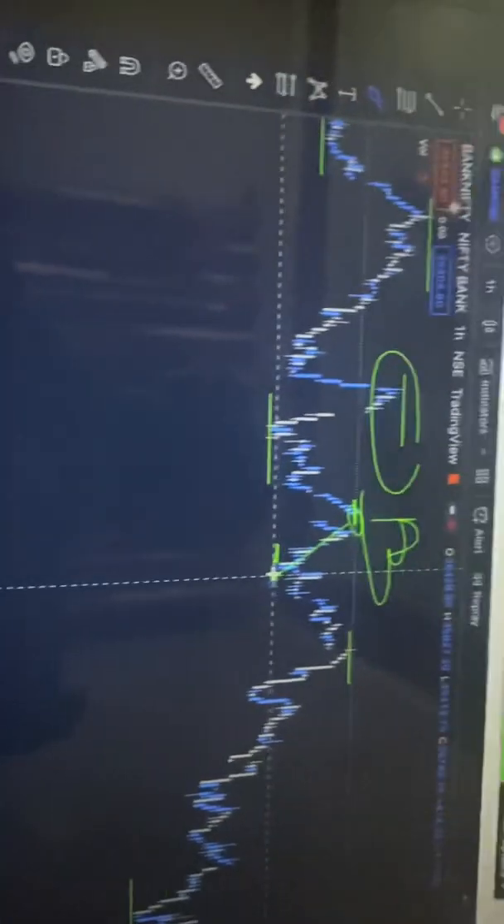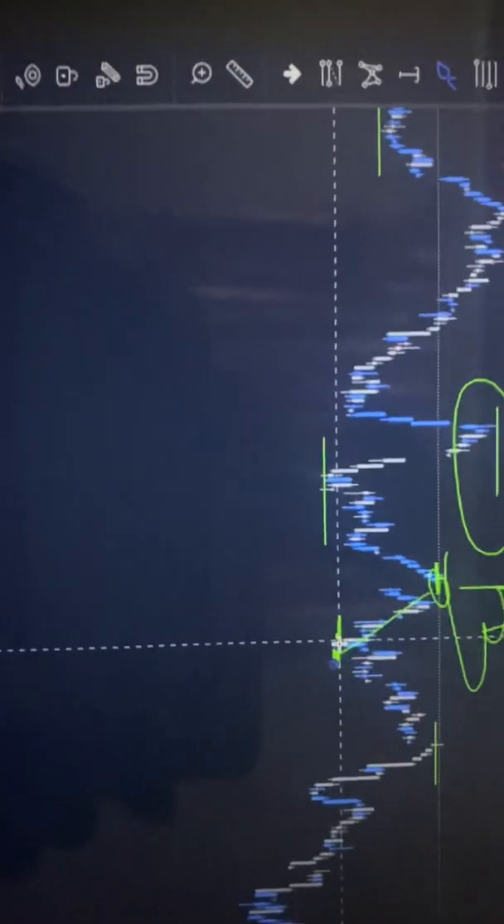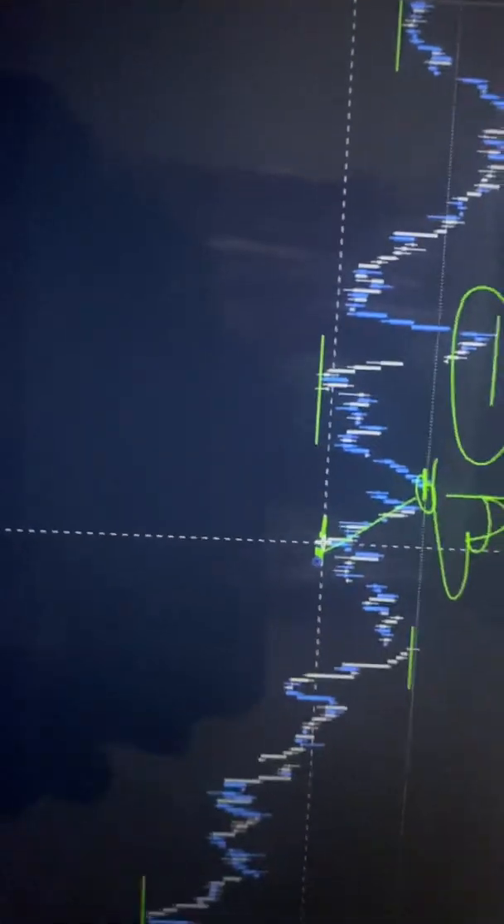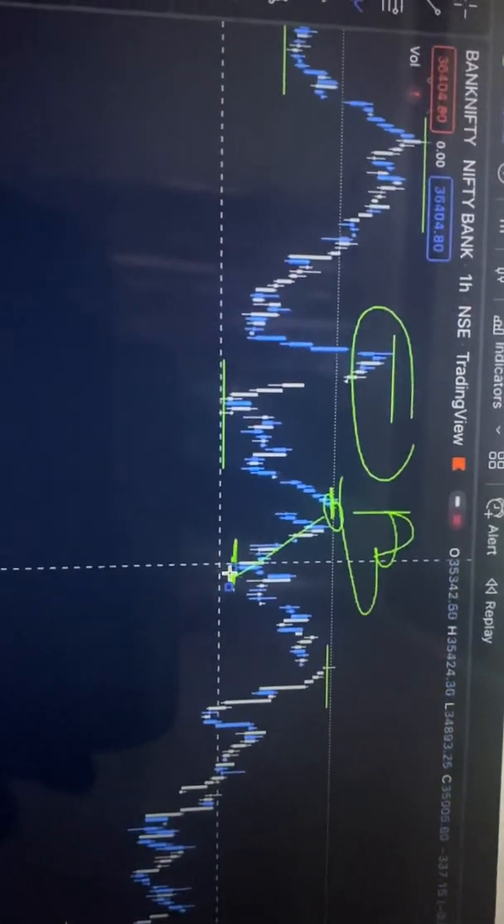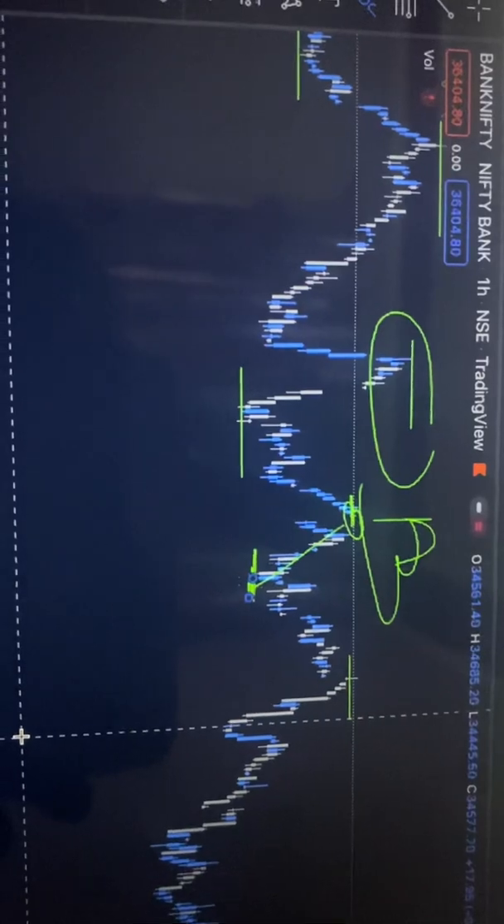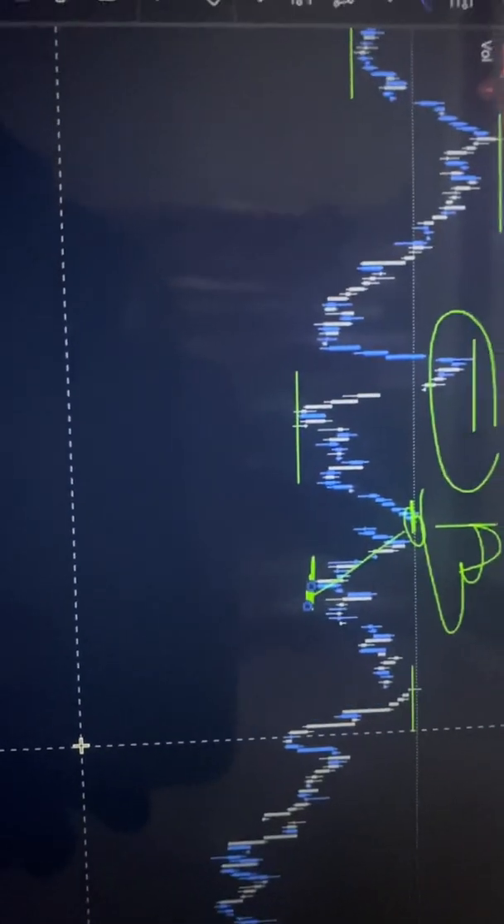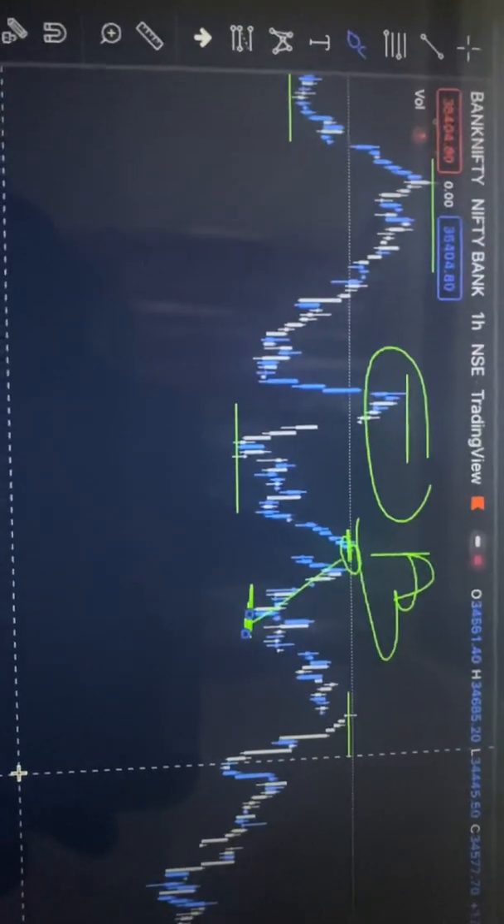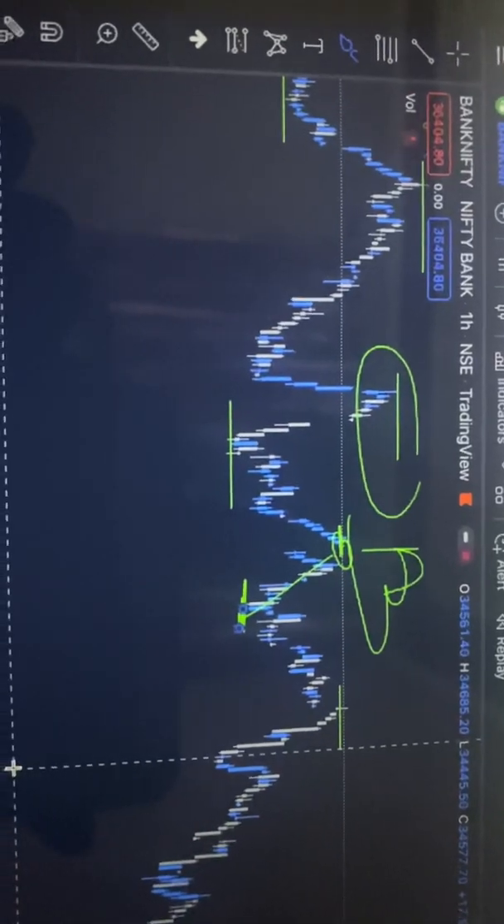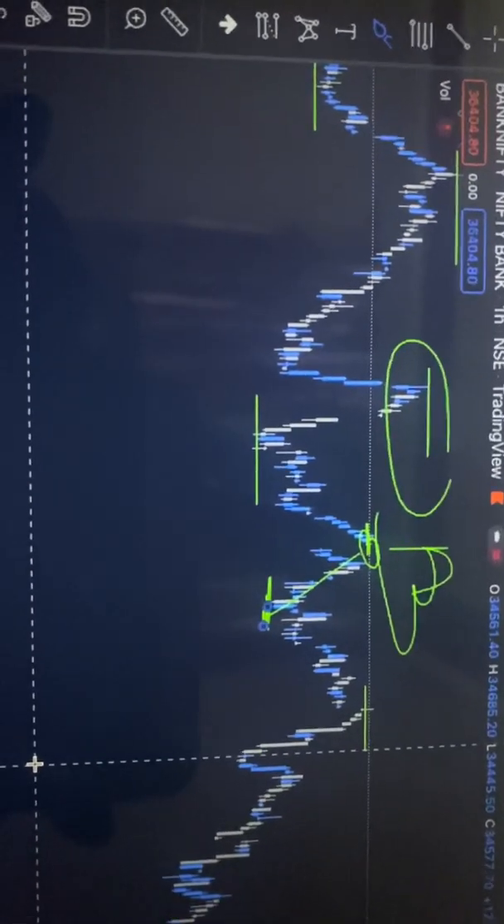But now the question arises, I want to take a fresh trade. The market did not form a lower low. So does that mean I can go long immediately? What is the potential? What is the possibility? It's clearly there on the chart.